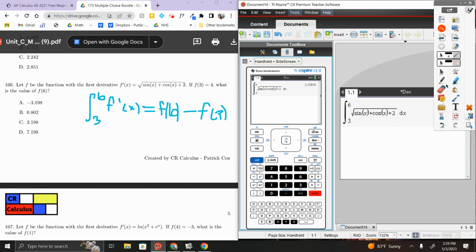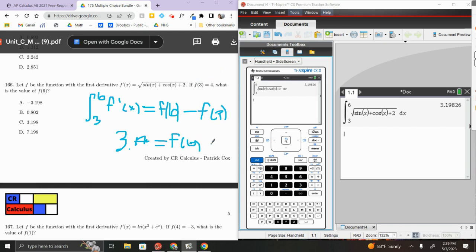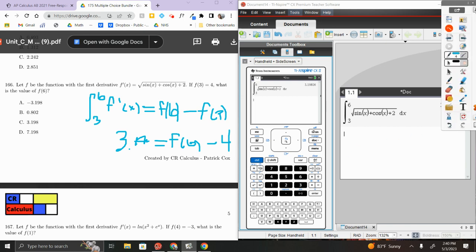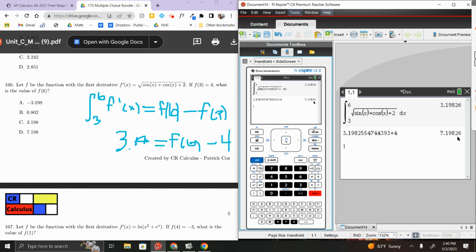So now we have to set up an equation here. So we know this is 3 point whatever equals, we're looking for f of 6 here. And then they tell us f of 3 equals 4. So this is going to be minus 4. So 3.198, which is here. I want to get f of 6 by itself, so I'm just going to add 4 to that 3.198, which gives me 7.198. So our answer would be D.